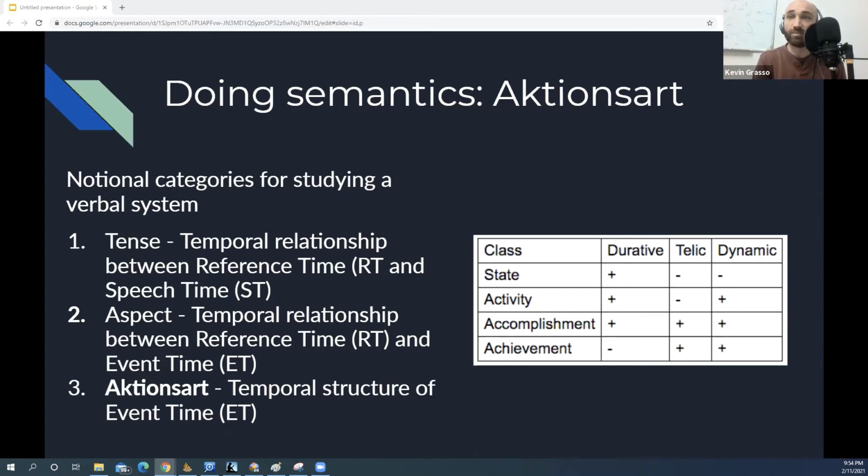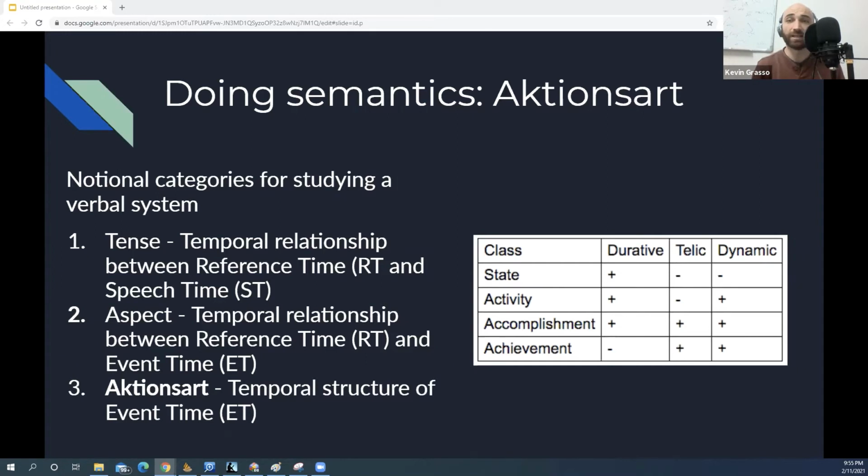And finally, we have achievement. So achievement is not durative, so it's something like break, right? Something like break happens instantaneously. One second, it's not broken, and then in the next second, there is a different state in the object.